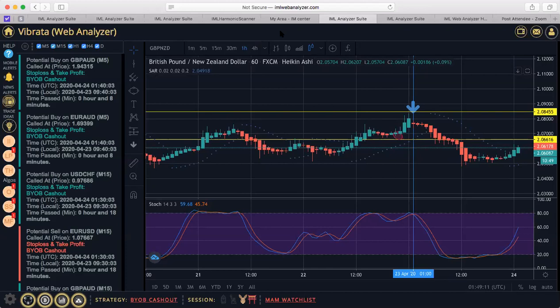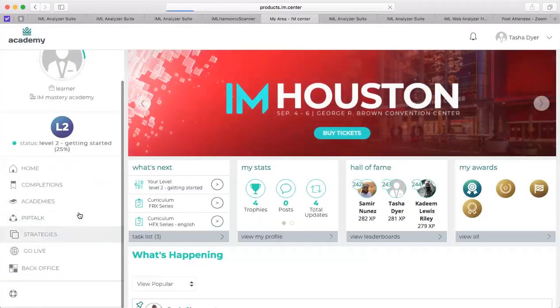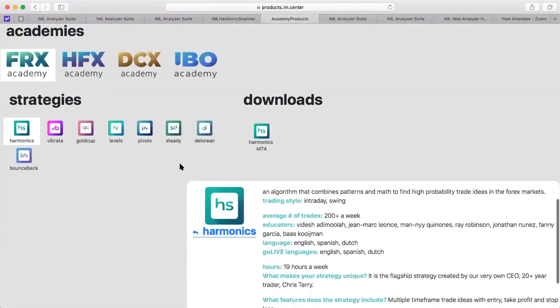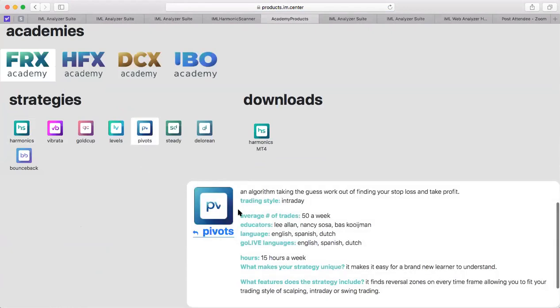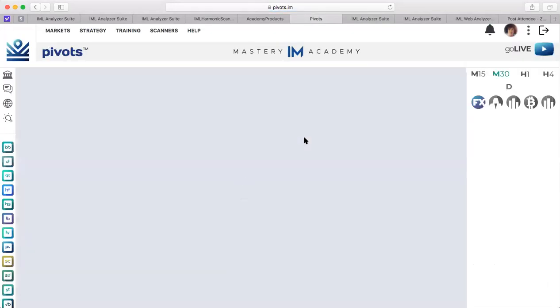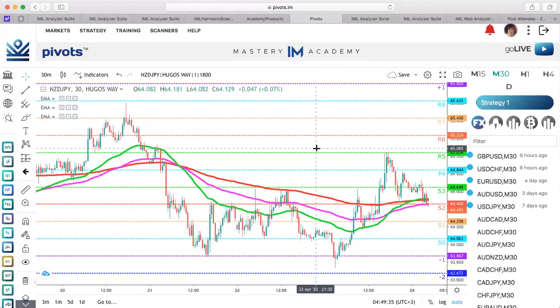Now, I have this. Let me see if this is still pulled up. Go to my strategies. I want to go to pivots. Now pivots, I don't think they update the website anymore. I think you have to actually come into im.center to actually do pivots, right?